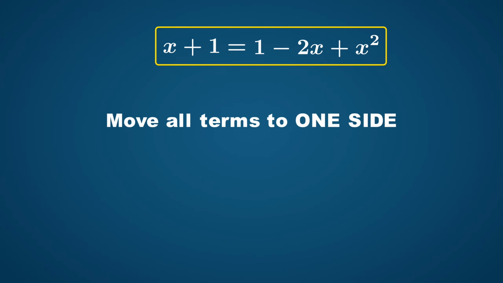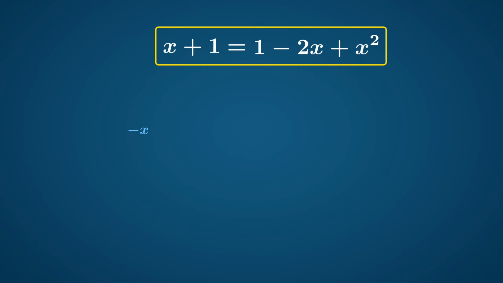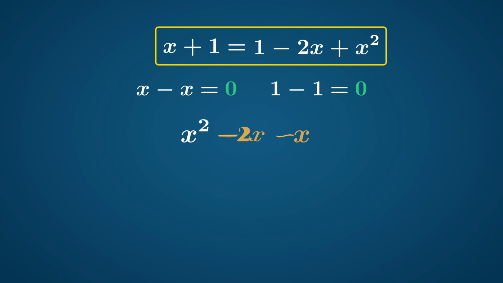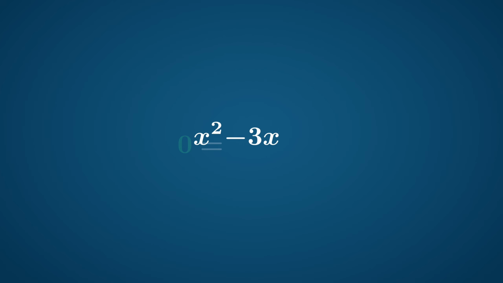We have a quadratic equation, so we want to move all the terms to one side so the other side is 0. Let's subtract x from both sides, and also subtract 1 from both sides. On the left, x minus x is 0, and 1 minus 1 is 0. On the right, we keep the x squared. Then we have negative 2x minus x, which is negative 3x. And we have 1 minus 1, which is 0. So we are left with 0 equals x squared minus 3x.